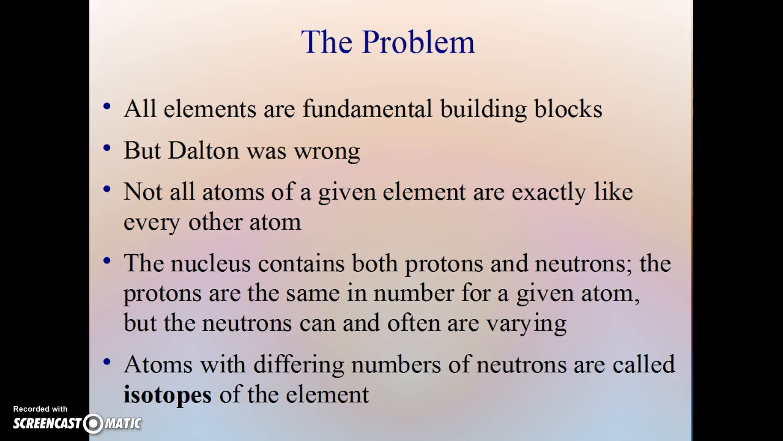Carbon has, therefore, all of them have 6 protons. All the nuclei have 6 protons. But you have carbon 12, carbon 13, a very small amount, and carbon 14, the radioactive isotope that you may have heard about in biology or elsewhere.